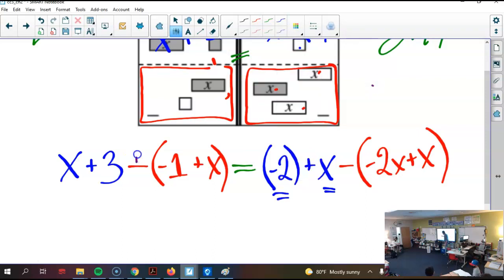What's the opposite? Ooh, don't start this yet. This is what I'm trying to teach you through us doing. Drop these down. Drop down your x and your 3. We're just writing another line.